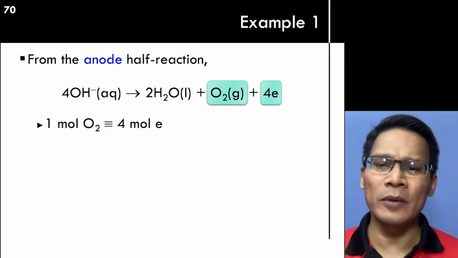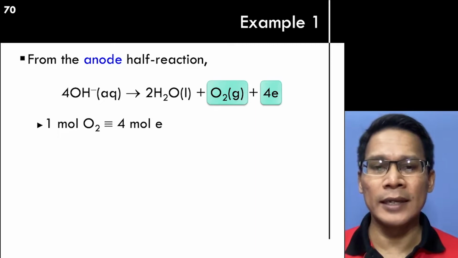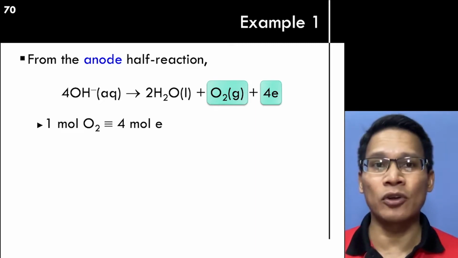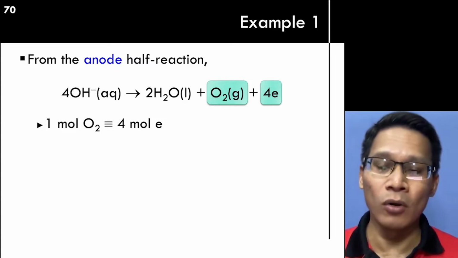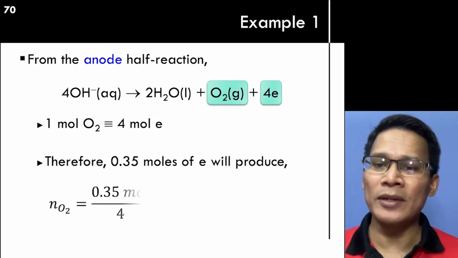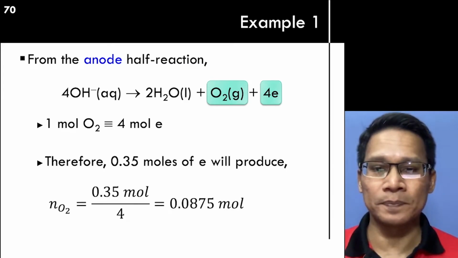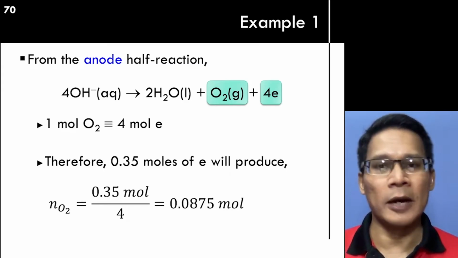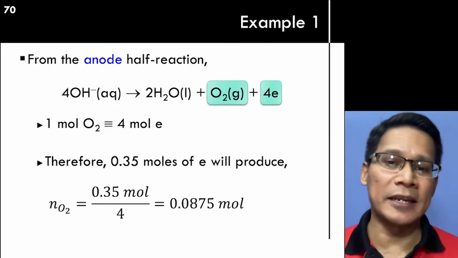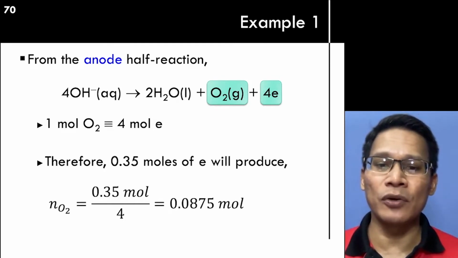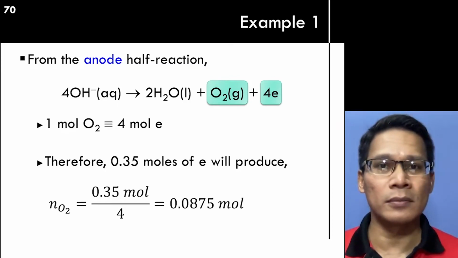Since we now know from the previous calculation that the number of moles of electrons transferred between the anode and cathode is 0.35 mole, we can now determine the number of moles of oxygen gas produced as shown. The number of moles of oxygen gas produced at the anode is 0.0875 mole.